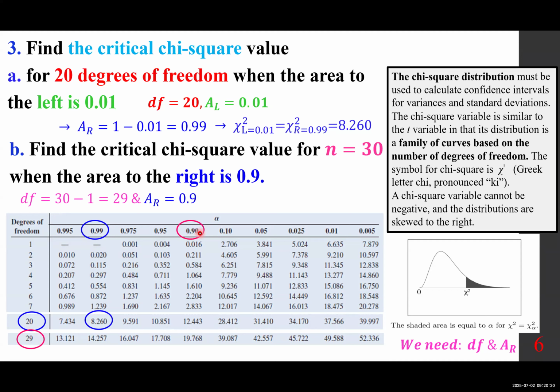So those two we need. And when you put them together, you end up here. So chi-squared has the value of 19.768. And you can write chi-squared when the right area is 0.9, or chi-squared when the left area is 1 minus that. This is 0.1, and that's 19.768.